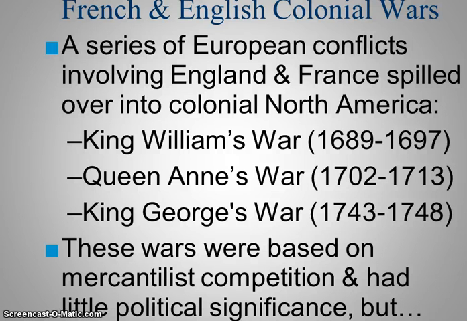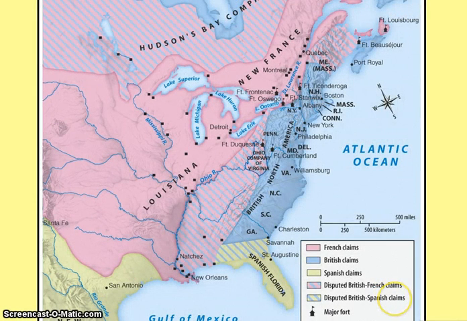So, what were the French and Indian Wars? Well, it's actually a series of wars. The colonial wars are a series of wars and conflicts that involved England and France, and were primarily happening on the continent of Europe, but happened to spill over onto the colonies. You had King William's War from 1689 to 1697, Queen Anne's War from 1702 to 1713, and King George's War from 1743 to 1748.